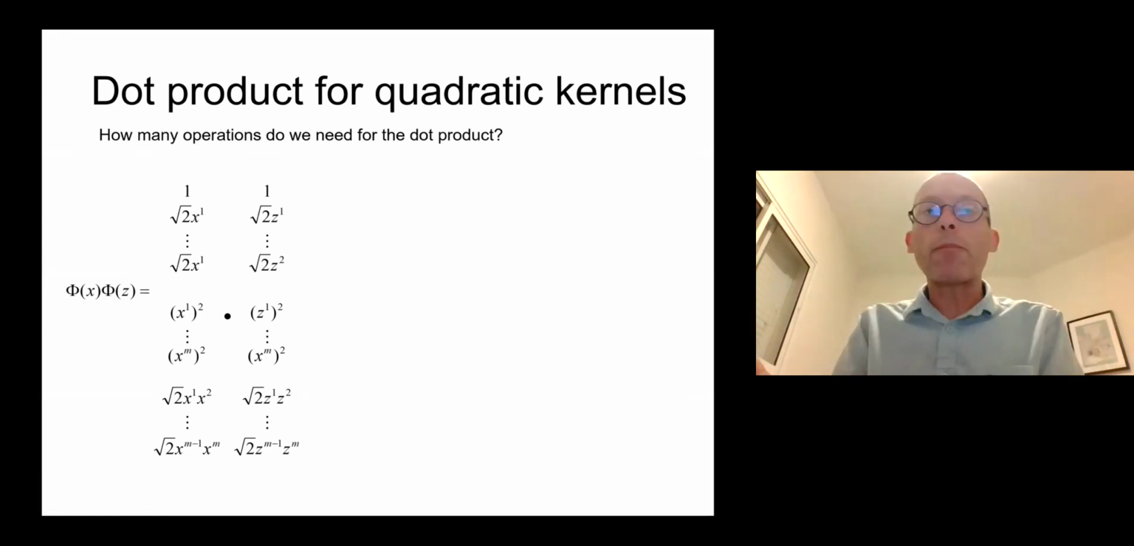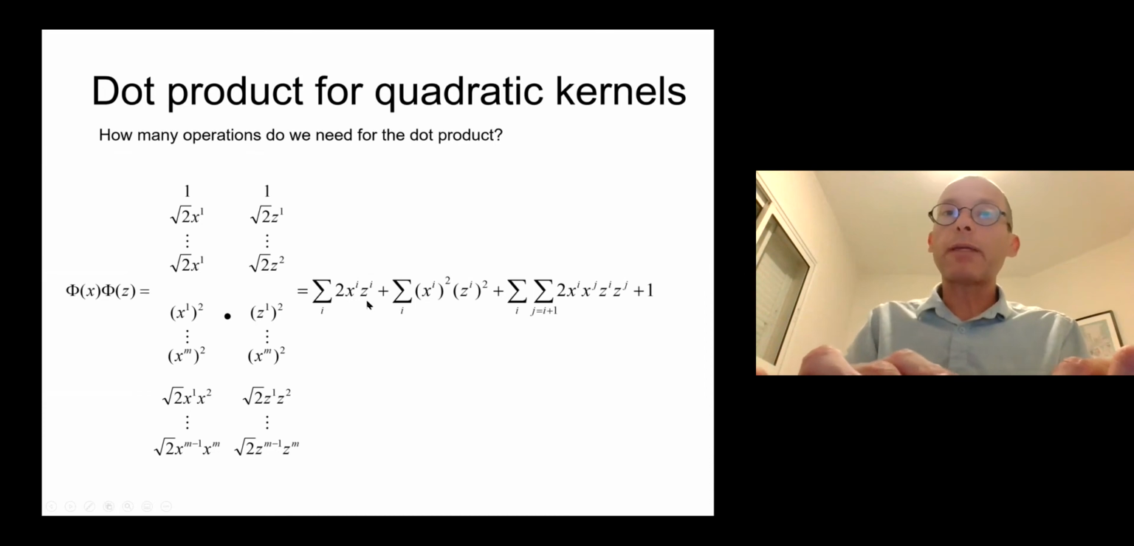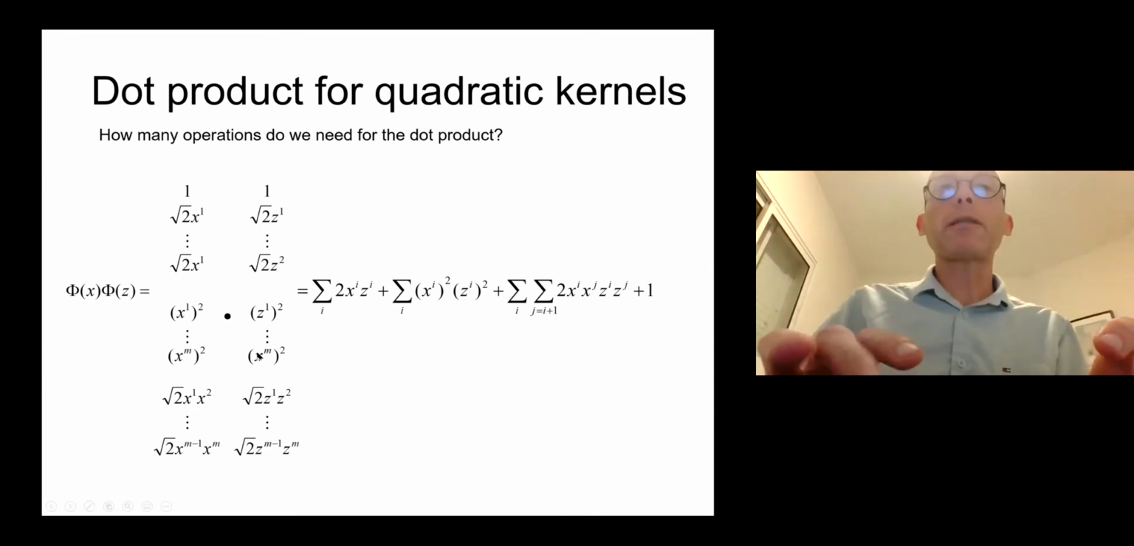What is the computation here? Basically, it's a sum of all the linear terms times themselves, the sum of all the quadratic terms times themselves, and then pairs of xi, xj, zi, zj. This is just the summation that we get here. We didn't do anything, we just did the transformation.